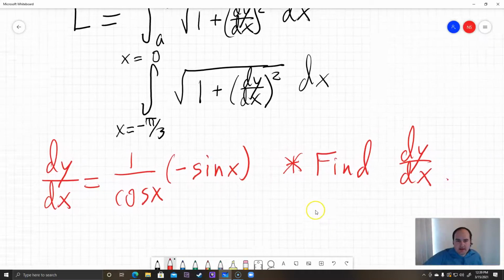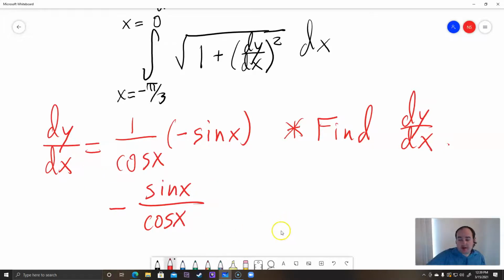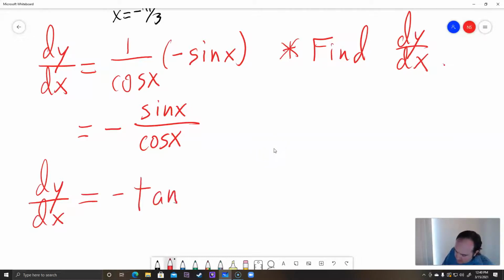Okay, and then what we have to do next is simplify this a bit. The negative sine of x is in the numerator, and cosine of x is in the denominator. So if I bring the minus out front, I have negative sine of x over cosine of x. But we can simplify this using a very famous trig identity. Remember that sine over cosine is actually tangent. So our dy dx is equal to negative tangent of x.